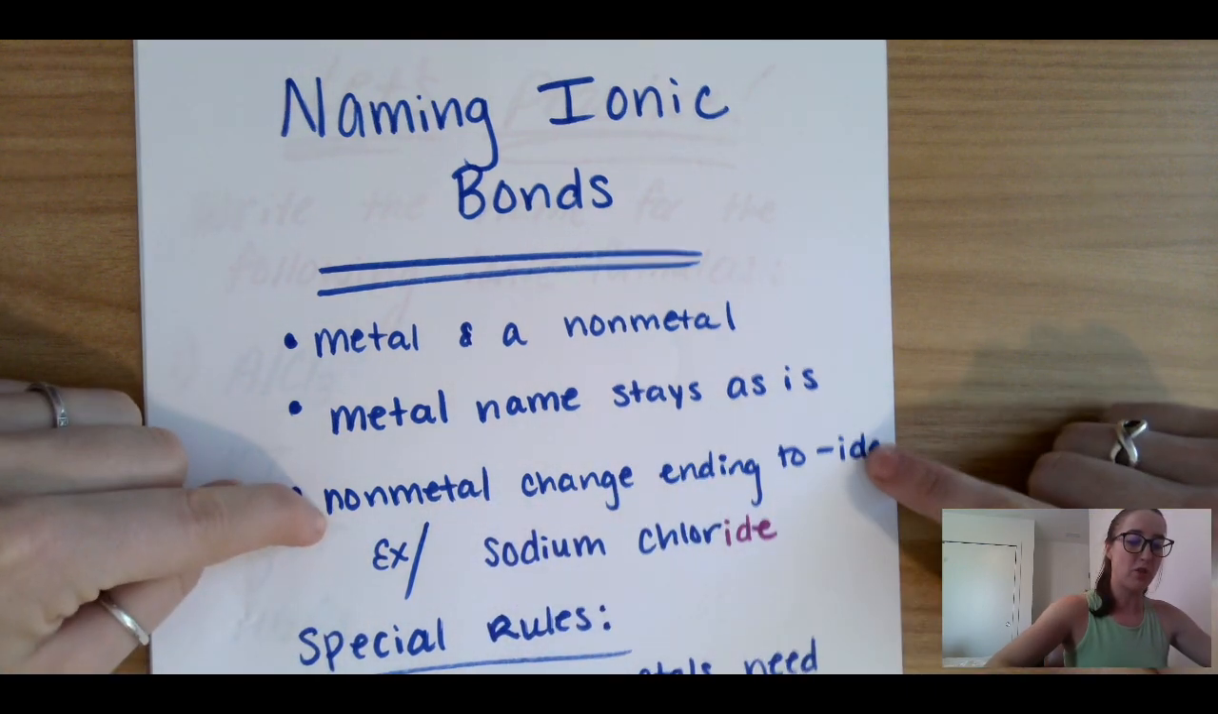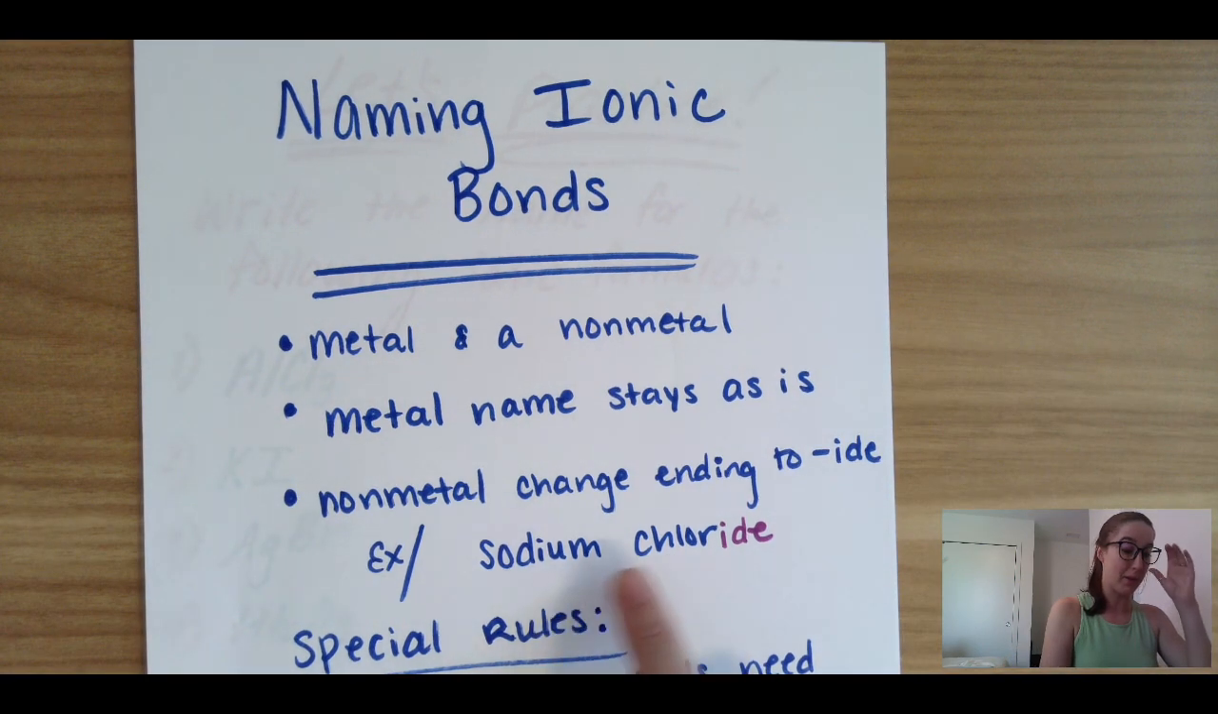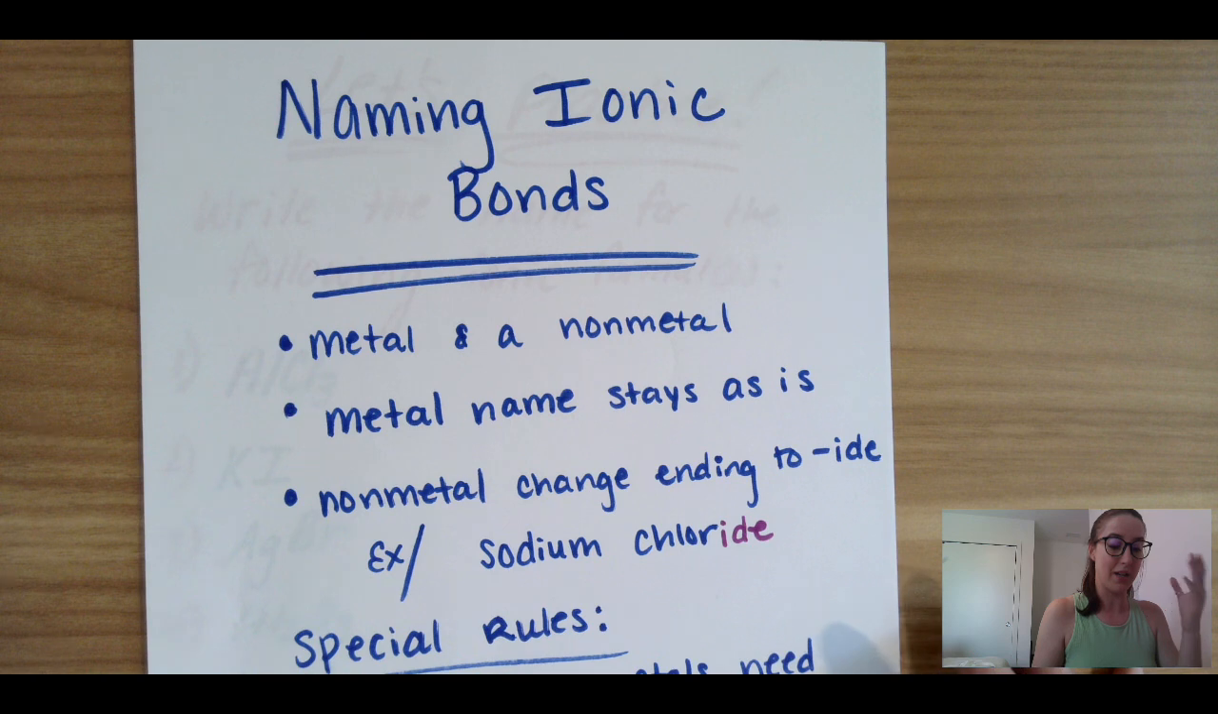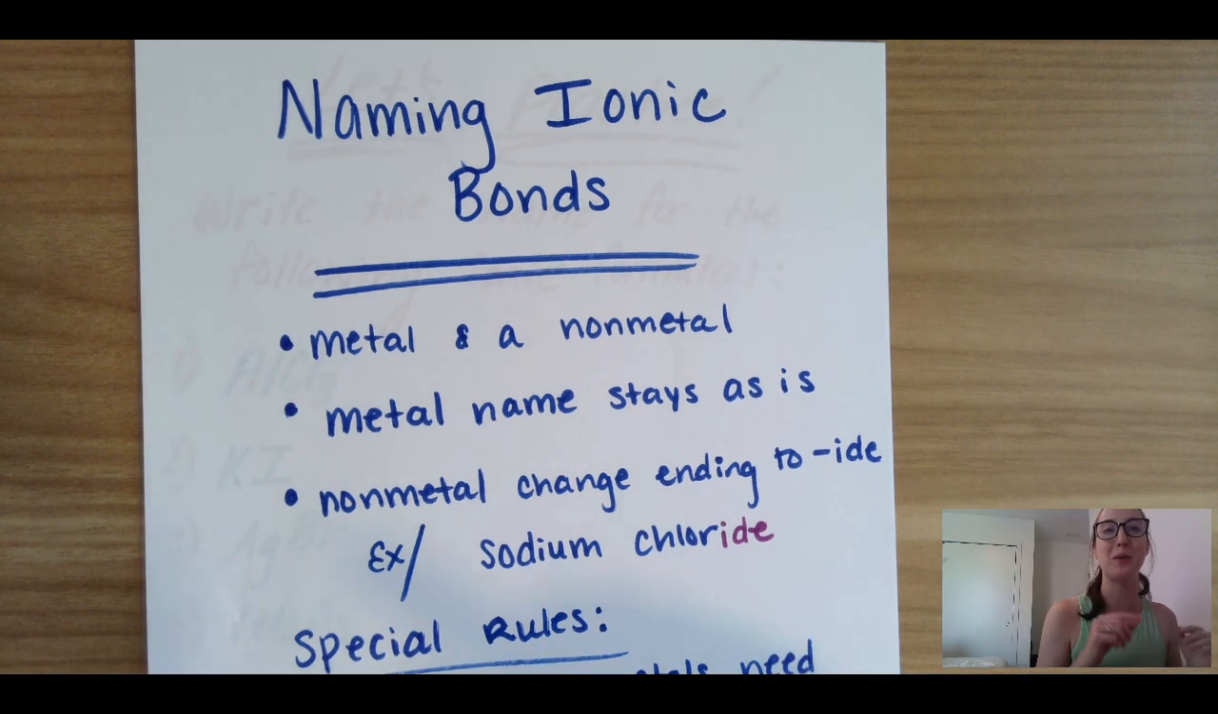For the nonmetal, you change the ending to end in "ide" with an IDE. For example, sodium chloride is an ionic bond between sodium and chlorine, but I'm not writing chlorine. I'm going to write chloride. So drop the ending and change it to "ide."